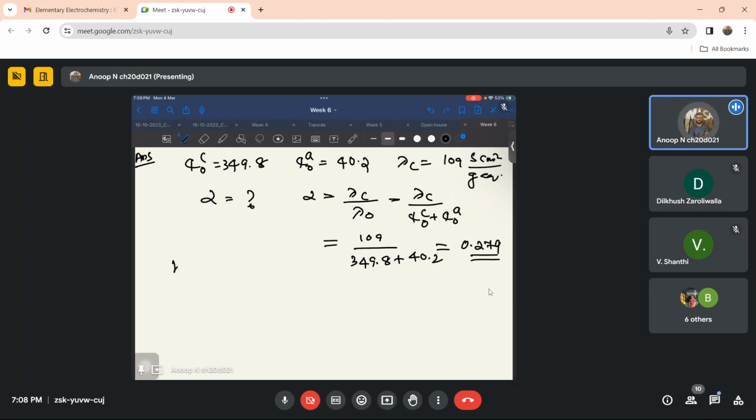So what next do we have to calculate? K alpha is equal to what? What's the formula, using alpha and the concentration? Here we cannot use the simplified version, alpha square C, we have to write alpha square C divided by 1 minus alpha. So what will be the answer?